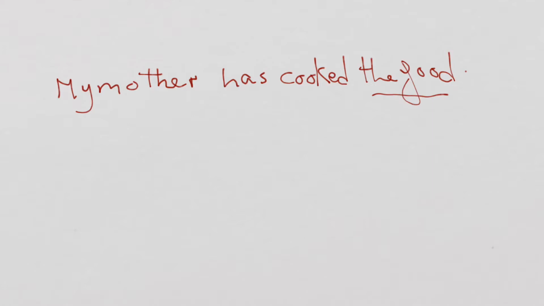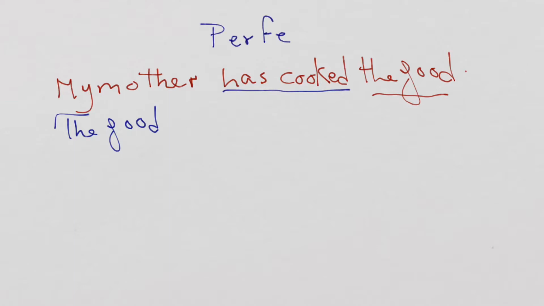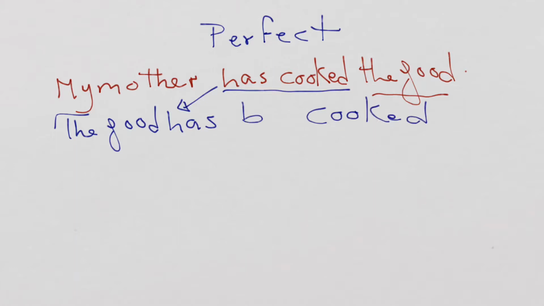We are going to begin by the word the food. Then you have here has plus verb 3. It means you have a perfect sentence. You're going to keep has as it is, verb 3 as it is. Simply between them you have to use the word been. Okay?